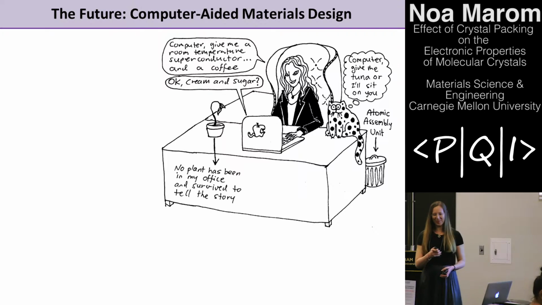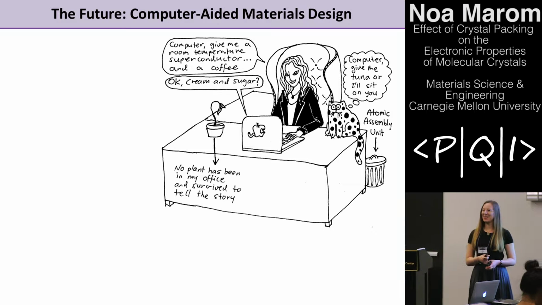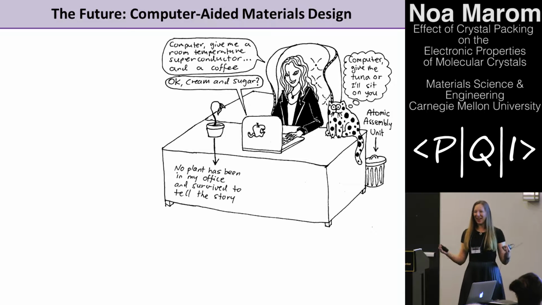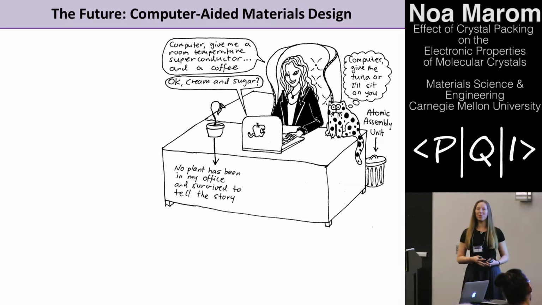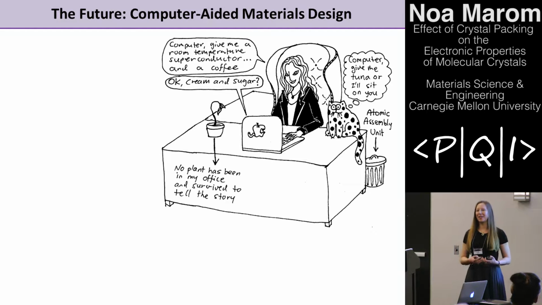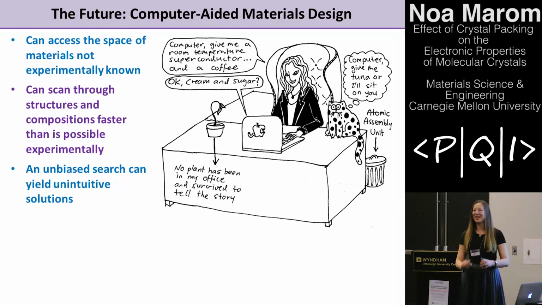So I do computational material science, and the science fiction fantasy of computational material science is that someday I'll be able to ask my computer for a material with some desired properties, for example, room temperature superconductor, and the computer will think about it for a few minutes and send the instructions to the atomic assembly unit, and then just hand it to me with my coffee. So now for the reality of computational materials design.